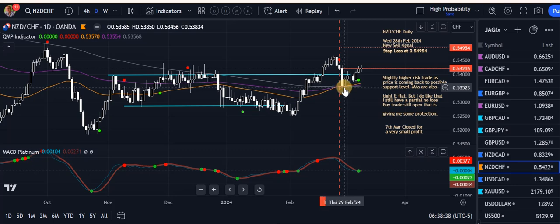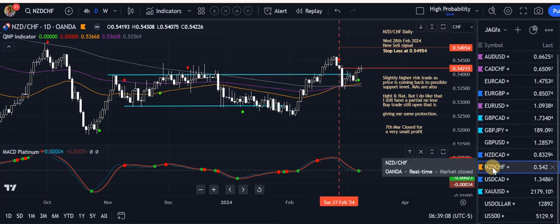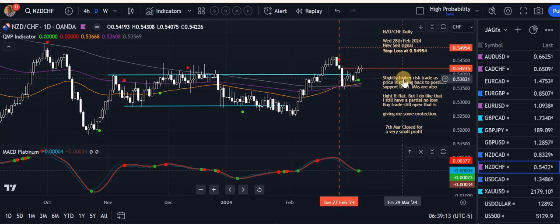I was going to give it a couple of days, and as Murphy's Law would have it, it's gone against me right from the get-go. And on the 7th of March, where's that? 6th. On the open of this candle, I closed. And it coincides with a green QMP filter dot. But I closed on the open of that candle. It's a tiny profit, a very small profit. So I didn't lose. It's just left on the chart to show you guys what I did, to show you that the stop was never threatened or anything like that. Stop's up here. So we're out of this trade now.